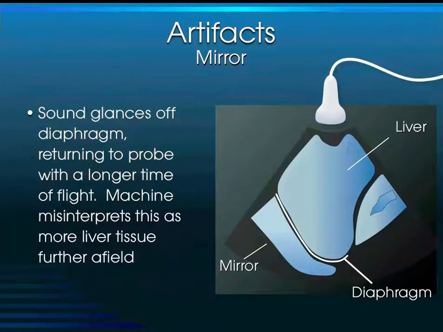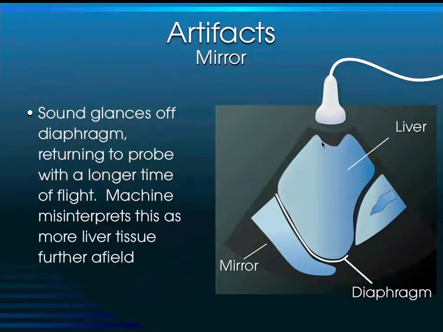And finally, there's the mirror image artifact. The mirror image artifact is very helpful in diagnosing hemothorax, pleural effusion, or ruling out any fluid in the chest. So when you have the mirror image artifact, that means there's no fluid in the chest. Here's how it works. When the sound goes through the liver in Morrison's pouch, so this is the kidney, this is the liver, this is Morrison's pouch here.